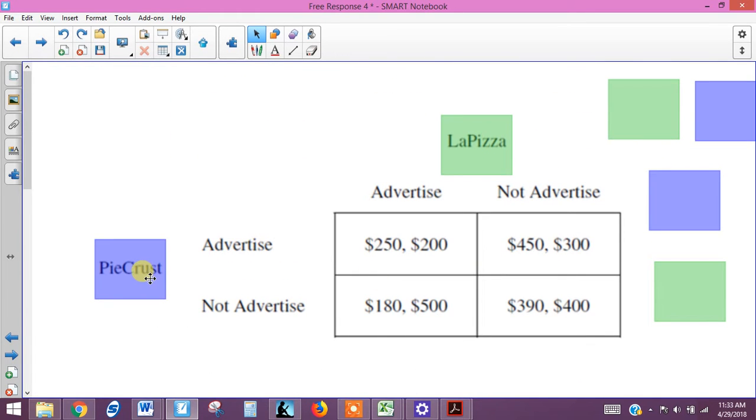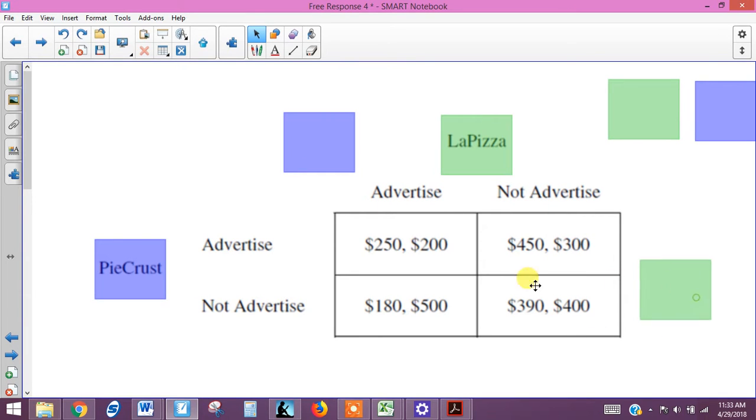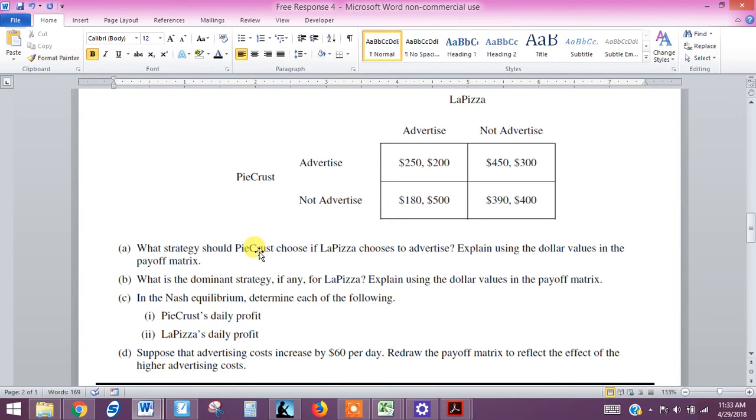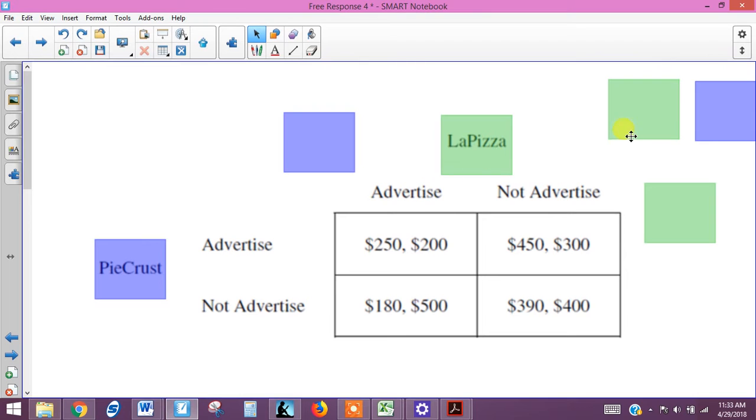I've got Pie Crust in blue and La Pizza in green. So the profits associated with Pie Crust are here, here, here, and here. And for La Pizza, here, here, here, and here. The problem is telling us that we know La Pizza is going to advertise. So they're going to be either here or here, depending on what Pie Crust does.